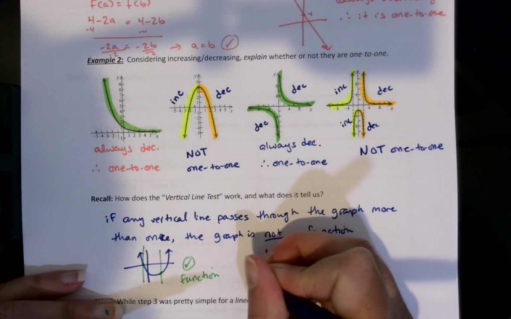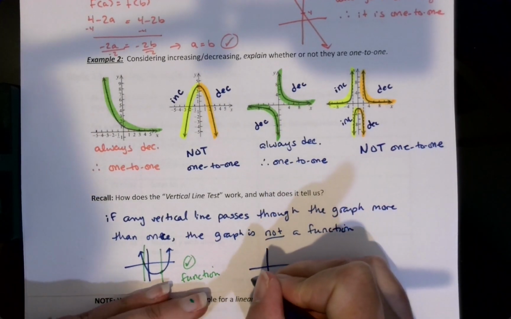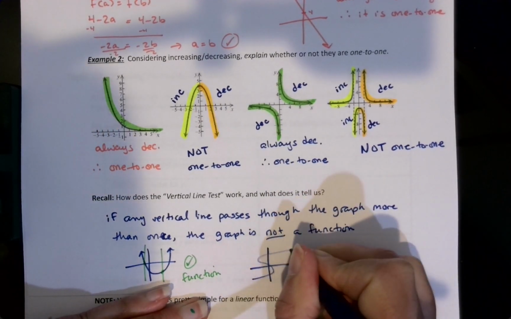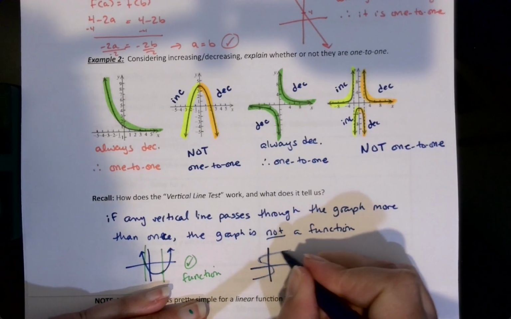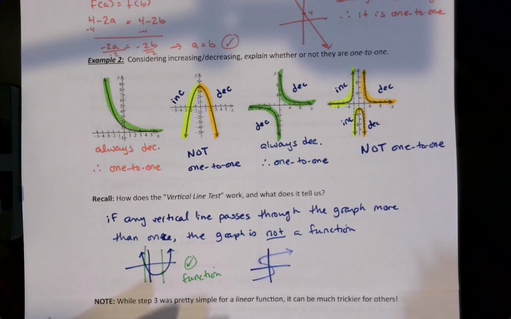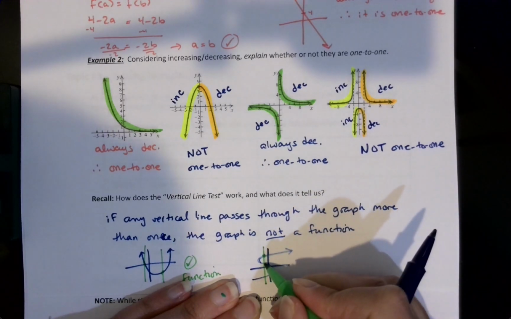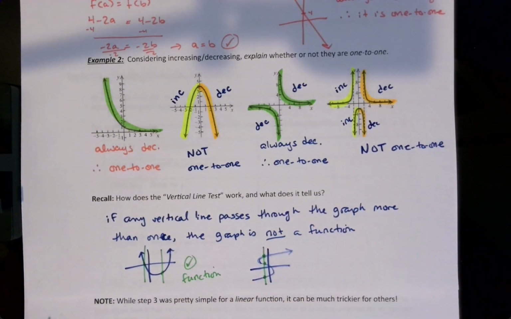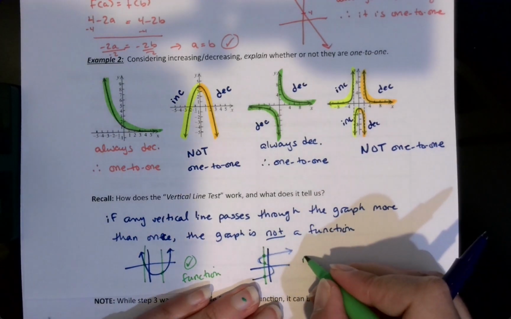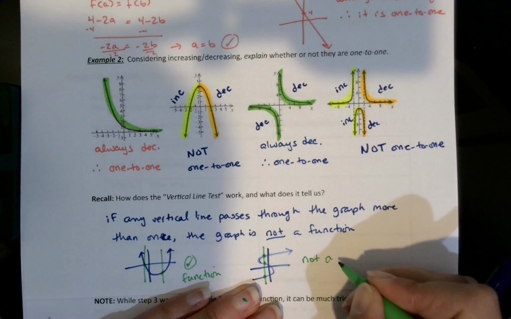If I look at another situation here, I'll notice that in the case of this graph, if I were to draw a vertical line, it'd be possible to draw it in such a way that the vertical line passes through the graph more than once, and so this would be a graph that is not a function.